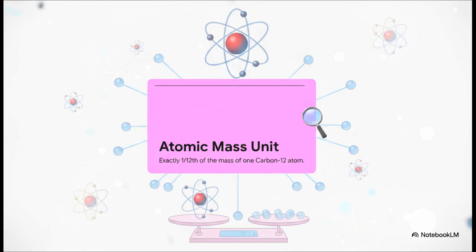I mean, how do you even weigh a single atom? Scientists realized they desperately needed a standard reference point. So they created the atomic mass unit, or AMU. They took the carbon-12 isotope, which is incredibly stable, and designated its mass as exactly 12 AMU. Therefore, one atomic mass unit is standardized as exactly 1/12 the mass of a single carbon-12 atom. It's the perfect, universal anchor for the entire atomic scale.